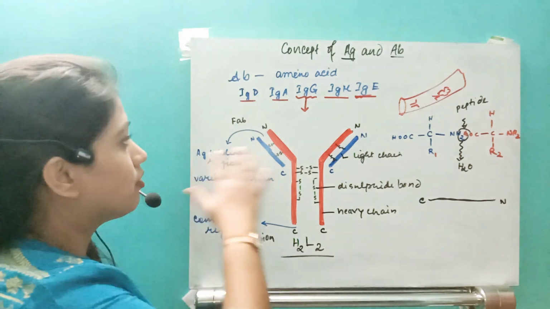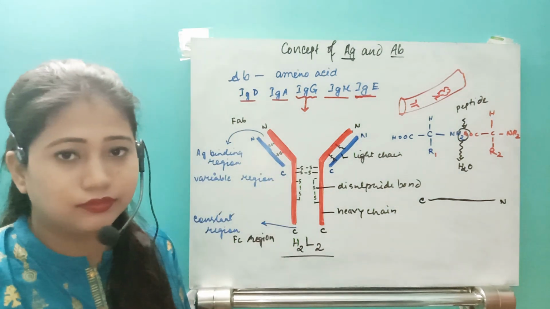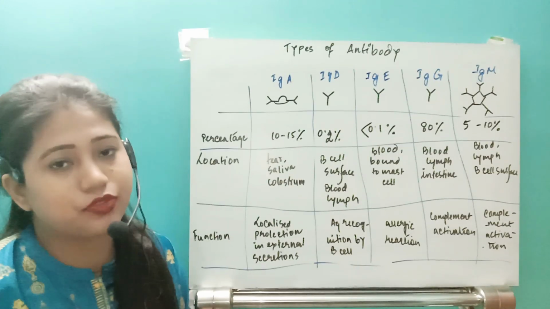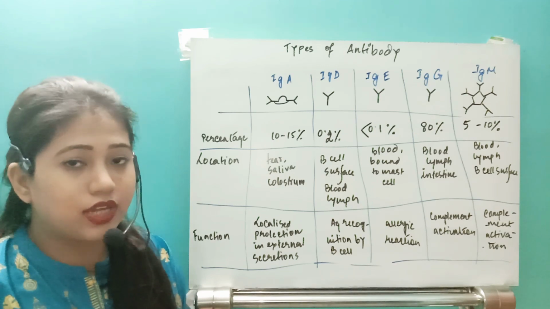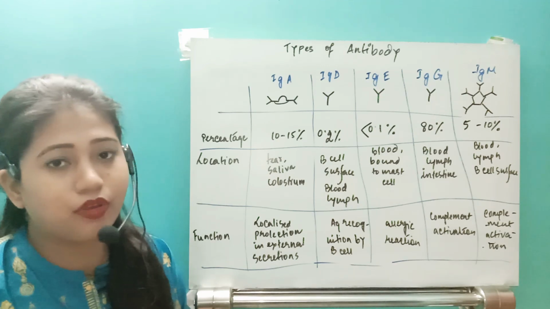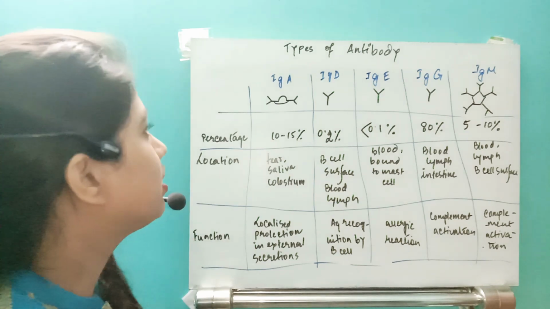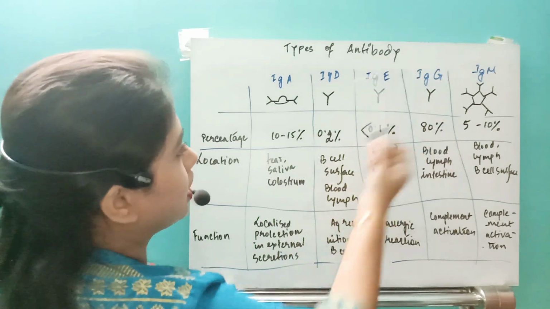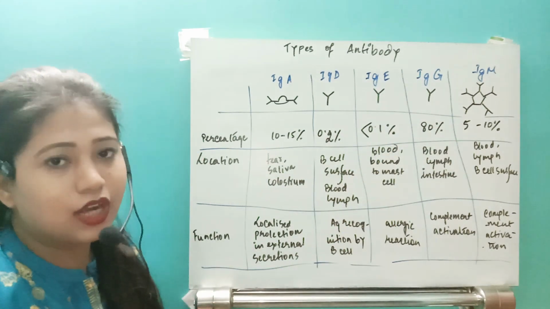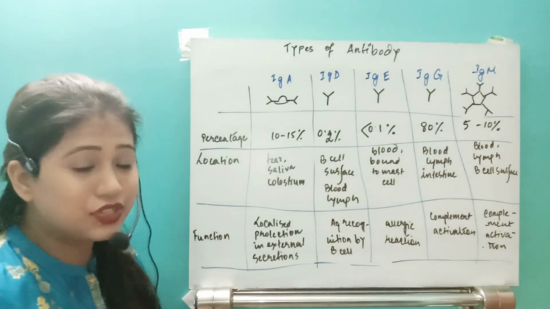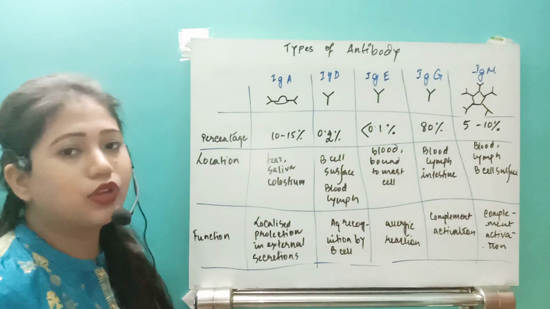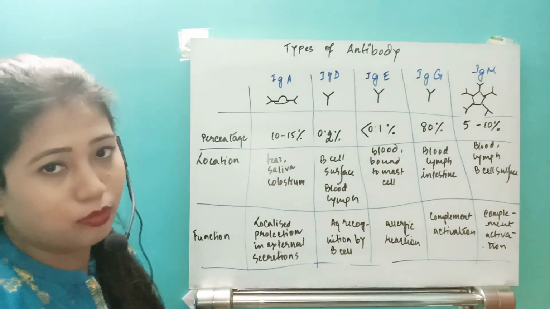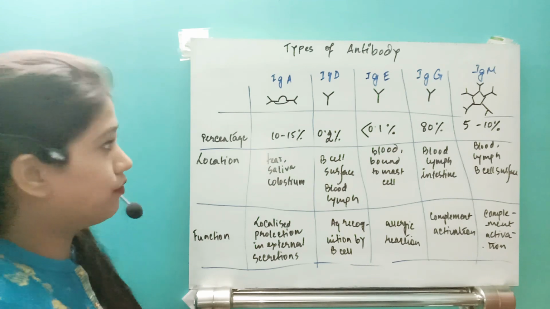After that, let's see the different types of immunoglobulins. Now see the different types of antibodies. As I already told you, there are 5 types of antibodies present: immunoglobulin A, immunoglobulin D, immunoglobulin E, G and M. All of them are going to have a Fab region, and they are going to be different. If you see all of the immunoglobulins, the shape will be different.